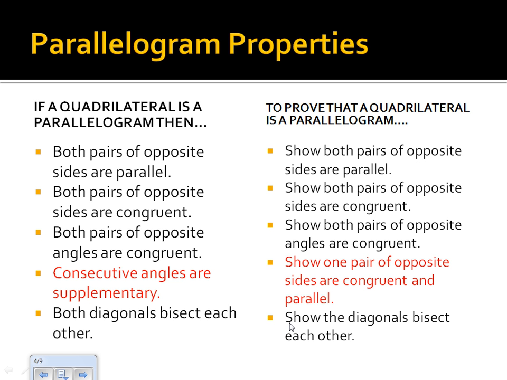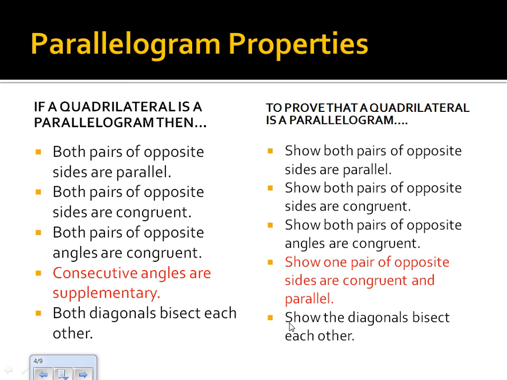So if I give you a quadrilateral, has how many sides? 4. If I tell you that both pairs of opposite sides are parallel, well then I know it's a parallelogram, right? If I tell you that both pairs of opposite sides are congruent, then I know it's a parallelogram. Okay, see how they're the same thing from left to right? The only one that's really different is this 4th one. We had consecutive angles are supplementary before. Now we have one pair of opposite sides are both congruent and parallel. One pair of opposite sides are both congruent and parallel.